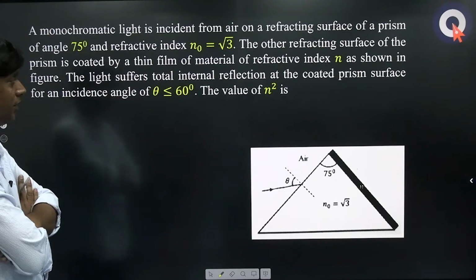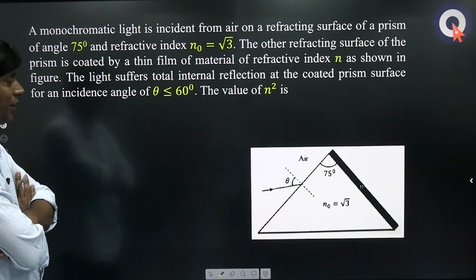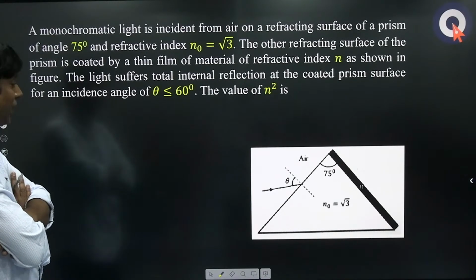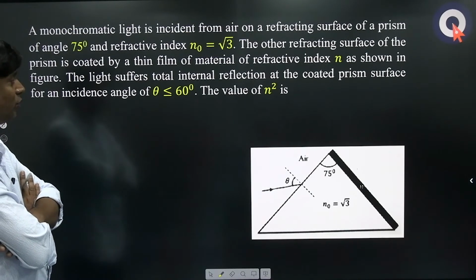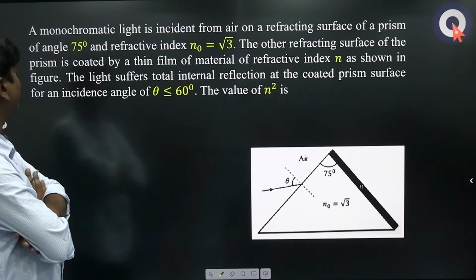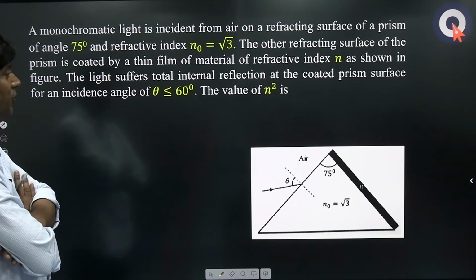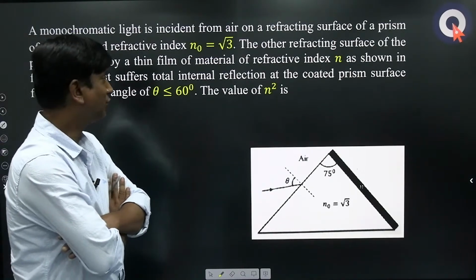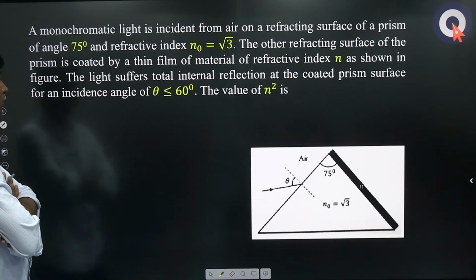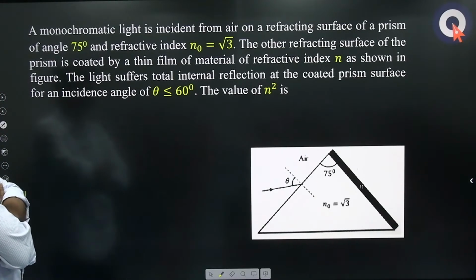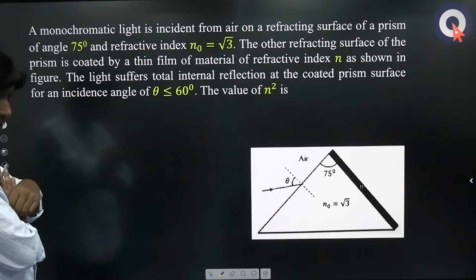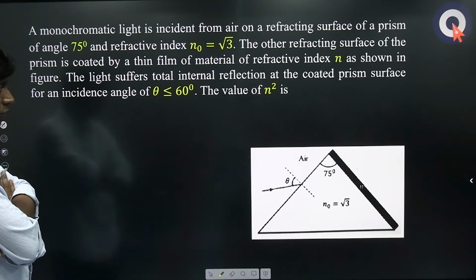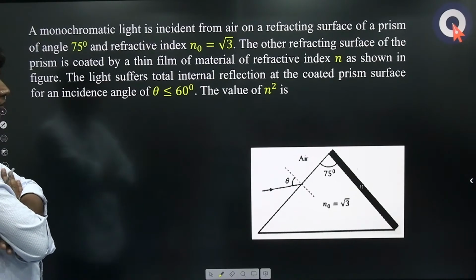Monochromatic light is incident from air on a refracting surface of a prism of angle 75 degrees and refractive index root 3. The other refracting surface of the prism is coated by a thin film of material of refractive index n, as shown in the figure. The light suffers total internal reflection at the coated prism surface for angle of incidence theta less than or equal to 60. If theta is greater than 60, it won't have total internal reflection. Then what is the value of n square?